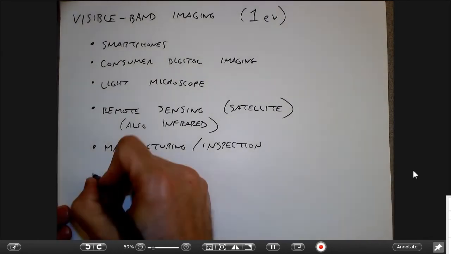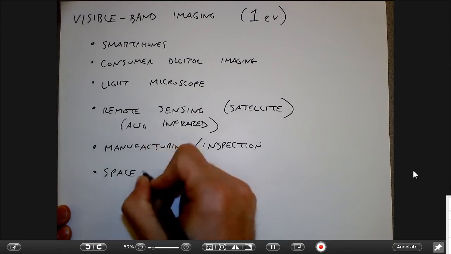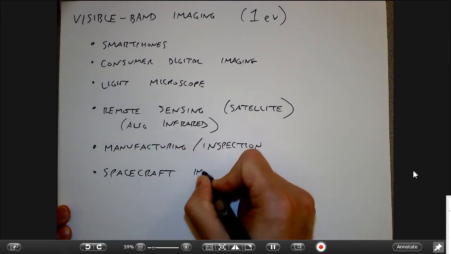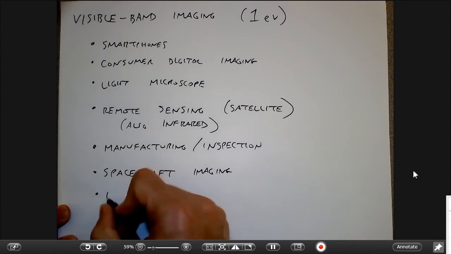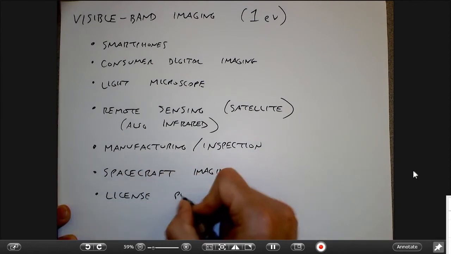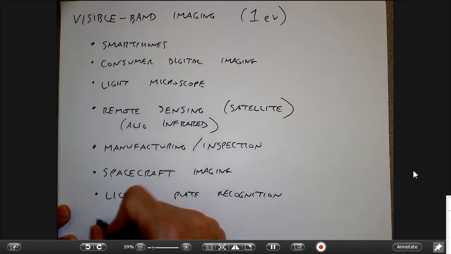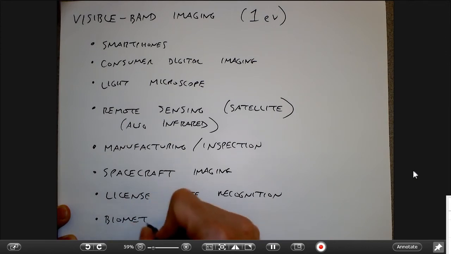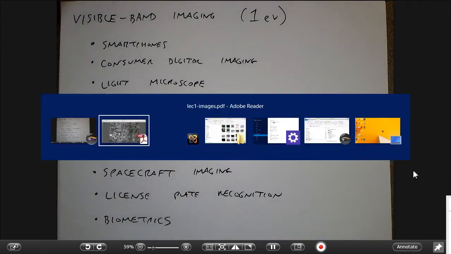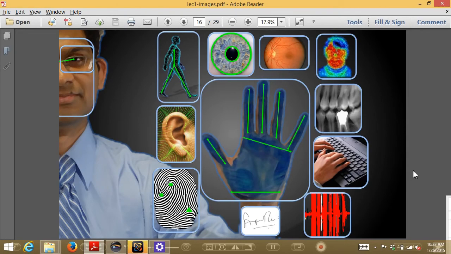Any sort of imaging off of a spacecraft, for example, would be visible imaging looking down at the Earth. You know, things like license plate recognition. Or biometrics, right? So for example, biometrics is stuff like this. You are trying to extract some information about a person: their hand shape, their retinal pattern, their iris pattern, their fingerprint, the shape of their ear even is very discriminative, how they walk. All that information is inferred from visible images.